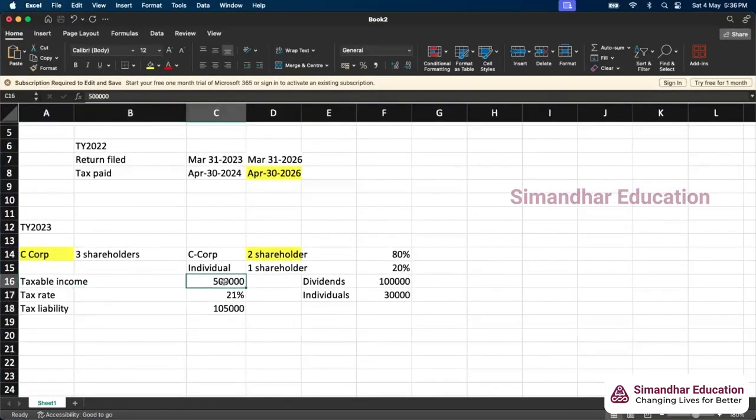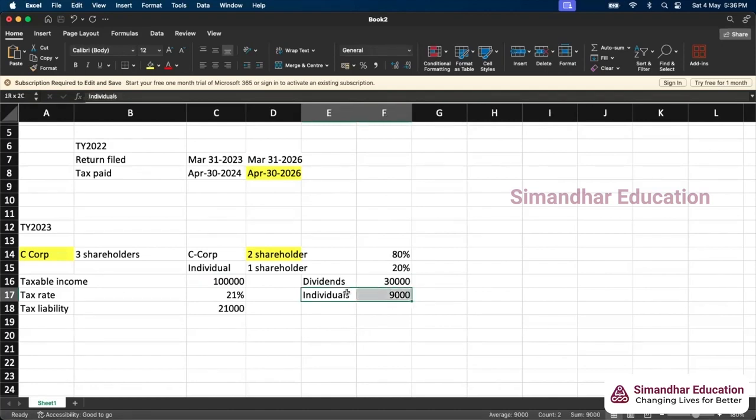So again, we can take different numbers, but it stays the same, right? So if you generated, say, about 100,000 of income, your tax rate was about 21%. It is about 21% for a C Corp. It pays a flat tax of 21,000. Now, for say tax year 23, the C Corp also distributed 30,000 out of this 100,000 as dividends. Then the individuals or the actual shareholders will have to pay tax on these dividends, right?